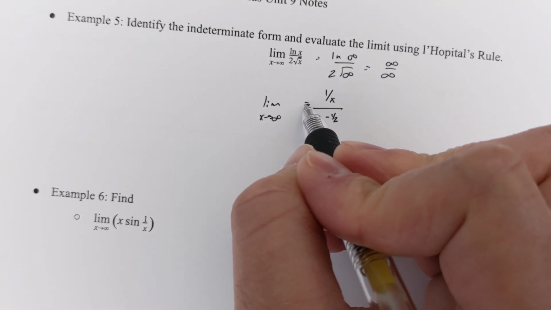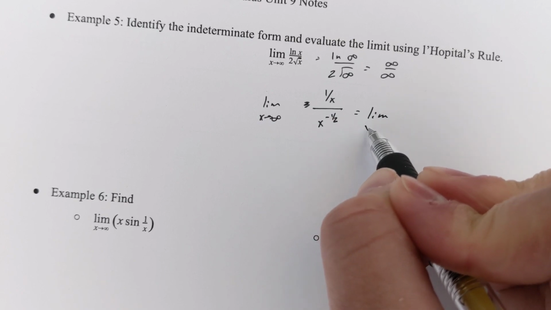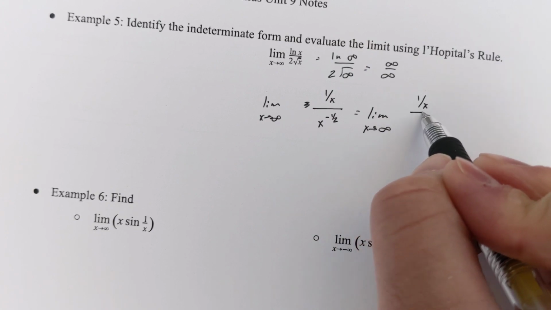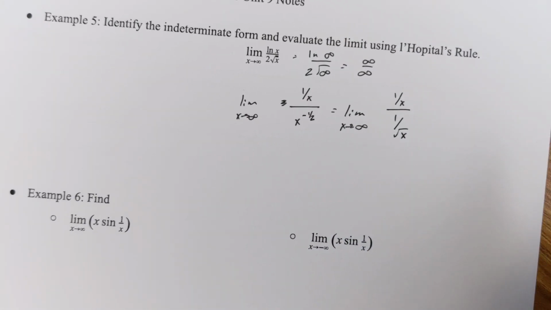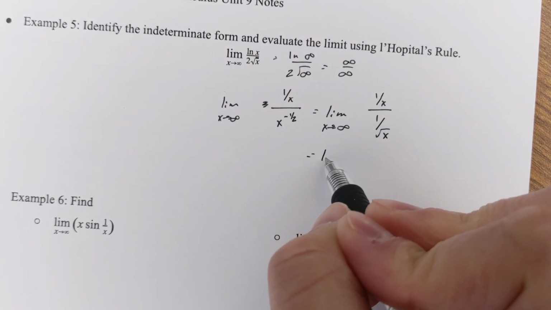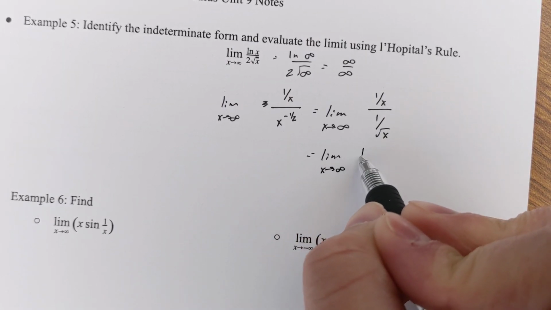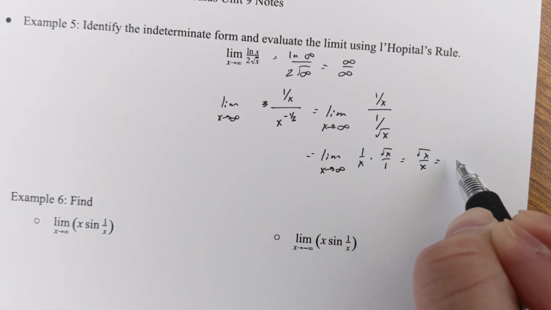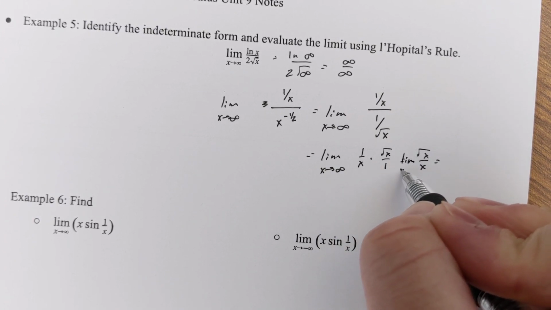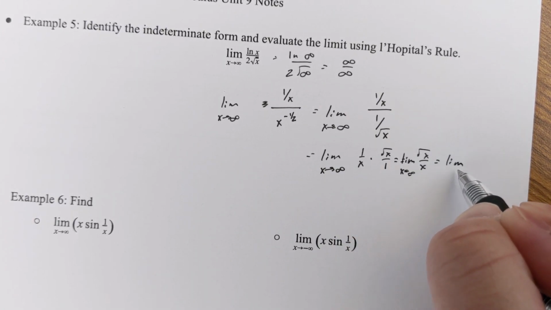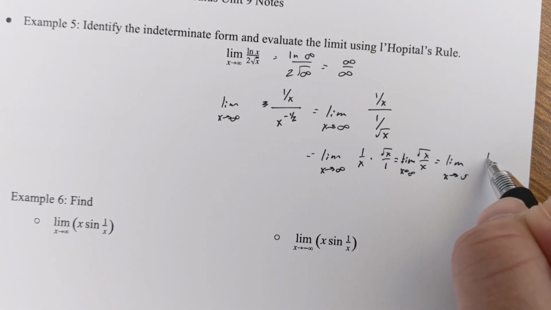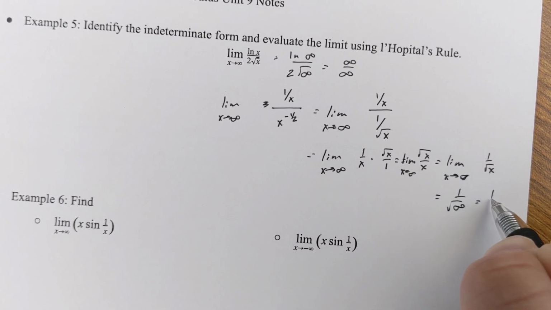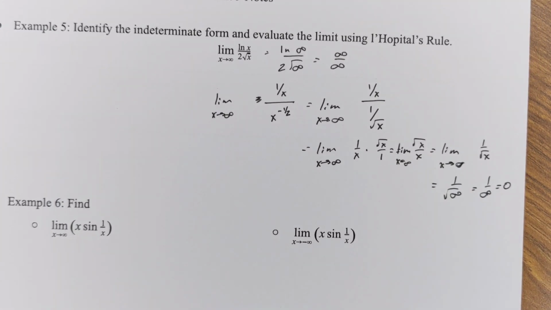So to simplify, this becomes 1 over x over 1 over root x. So this is the limit as x approaches infinity of 1 over x times root x over 1. So root x over x simplifies. Just simplifies to 1 over root x. So this becomes 1 over root infinity, which is 1 over infinity, which is 0.